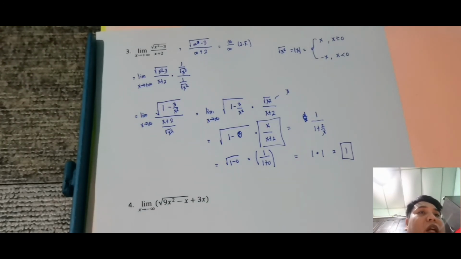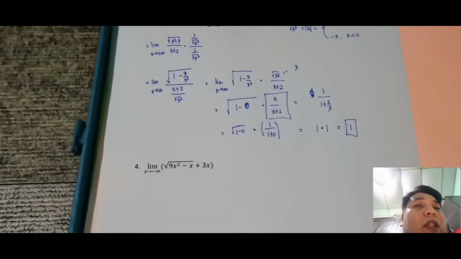So, again, kailan mo gagamitin yung ginagawa kong ganito? Pag hindi mo kayang i-factor, indeterminate form siya na infinity over infinity. So, magpasok ka ng square root of x squared. Gagana yun. Okay, so proceed tayo sa last example natin sa topic na to.